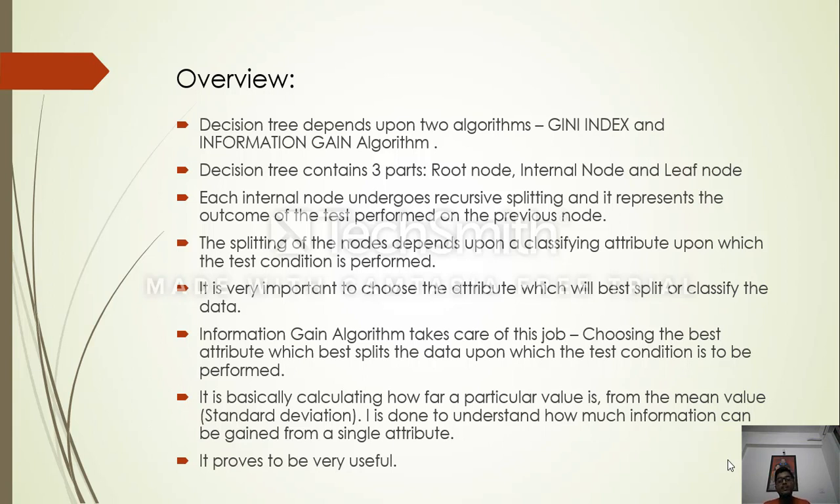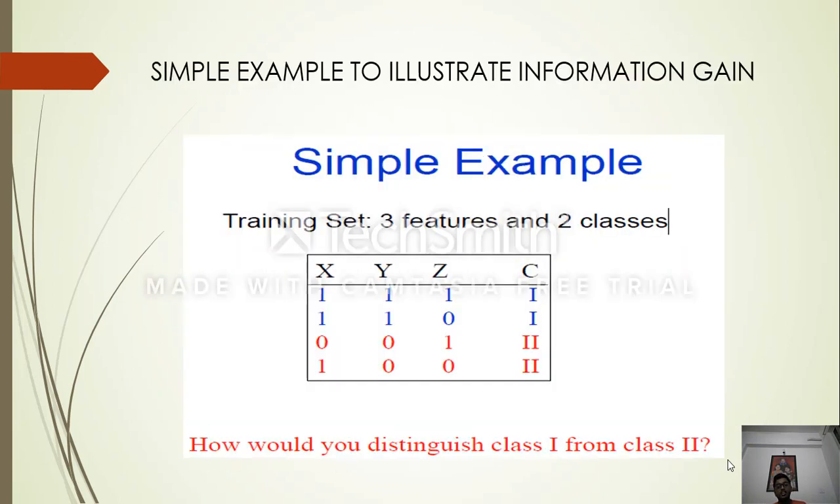How it does this is, it's basically like calculating the standard deviation of a set of values. We'll find the average value and calculate how far one particular value is from the mean value. So this is the outline of the decision tree algorithm. Now let us go deep into it. This is a very popular and very useful algorithm, so let us take an example to understand it better.